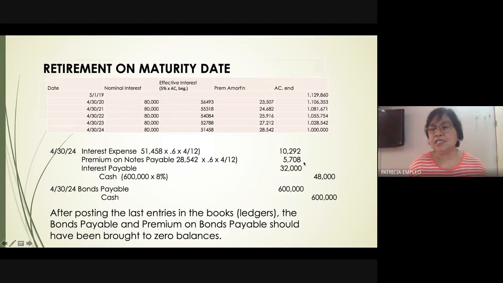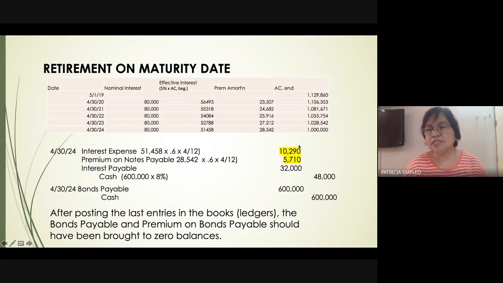So after posting this debit of 5,708, have we reached a zero balance? Go back to your notebook. Have we reached zero balance? Actually, no. Because due to rounding off, there is still a difference of 2 pesos. And therefore, we make adjustments to the last entries. Hence, your interest expense has been adjusted. So to bring the premium to zero, from 5,708, we are now adjusting it to 5,710, such that the absorbing account will be the interest expense.